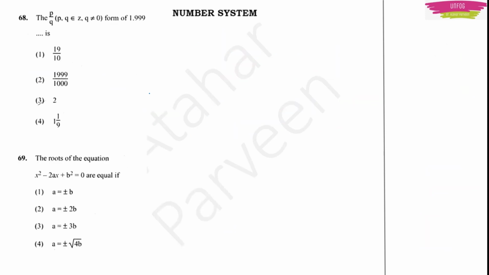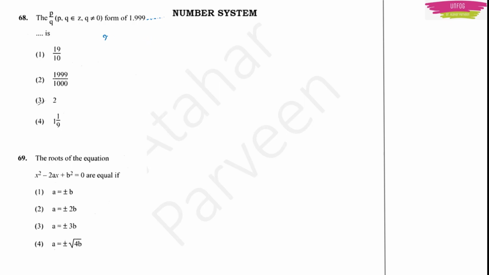Next, question number 68. The P by Q form, where P and Q belong to Z and Q is not equal to 0, of 1.99 is. See, actually this 1.99, its dot should be here. Because they have printed it like this, the dots are going down. Okay, this is actually like this. This question is from rational numbers. This is from the number system.